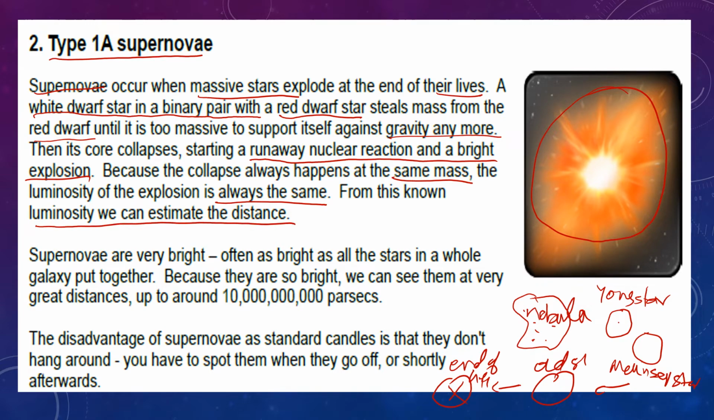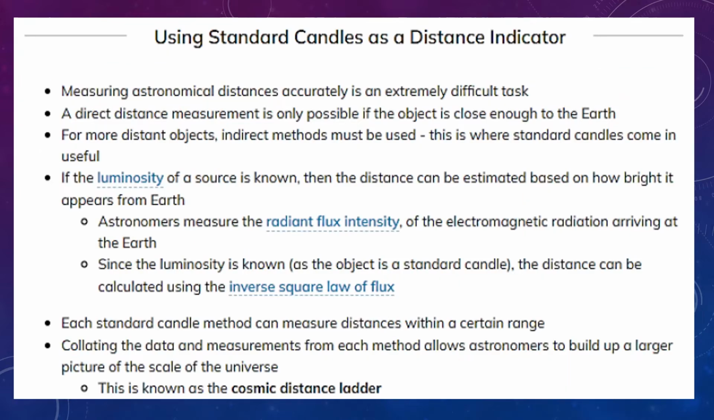Okay, so supernovae are very bright, often as bright as a whole galaxy. If you put all the stars in the galaxy together, their brightness would be less than the brightness of the supernova. And you can see them from greater distances, like 10 billion parsecs. The disadvantage of supernovae is that they don't happen frequently around you. You have to spot them. Well, using standard candles as a distance indicator.